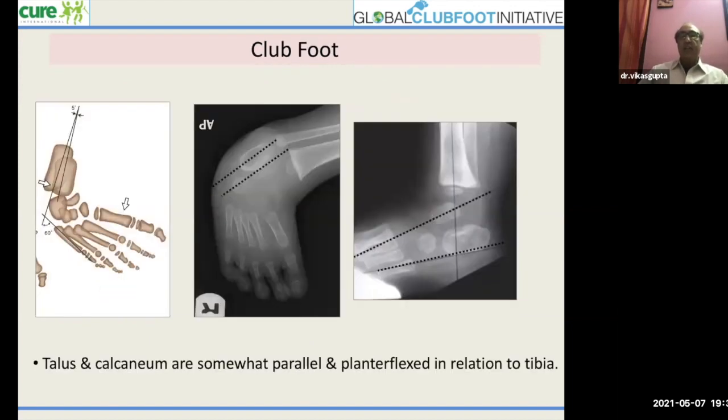In a clubfoot, the scissor is closed. The talus and calcaneum are almost parallel, and both are plantar flexed in relation to the tibia. So this is a common picture, whatever positioning you may do. So this is the picture. The clubfoot looks like this.